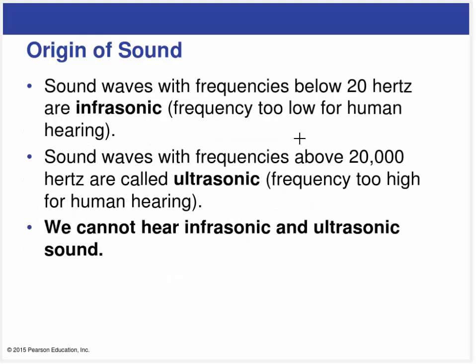Now, we do actually have classifications. Again, the human range of hearing is going to be 20 hertz all the way up to 20,000 hertz, and the human range of hearing is going to be in between those. Sound waves that are below 20 hertz, we're going to call infrasonic, because the frequency is too low. Frequencies that are higher are going to be called ultrasonic, and you're actually going to see these again when we talk about light. I'm going to talk about infrared and ultraviolet light in a couple of chapters.